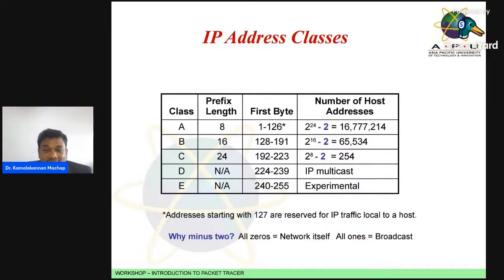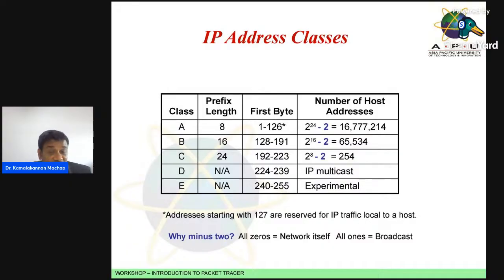The minus 2 is nothing but the first IP address, 0.0.0.0. That is called an unknown IP address or invalid IP address. Then the last IP address, 255.255.255.255, is called the broadcast address. We have to subtract the first IP address and the last IP address. So after we subtract these two, 2 to the power of 24 minus 2, we get this many IP addresses that go to class A. You see how many IP addresses are available.